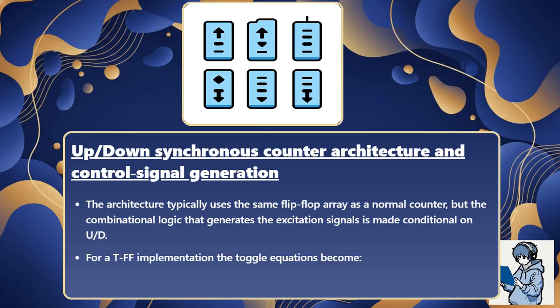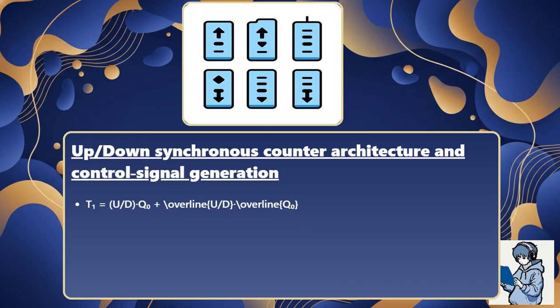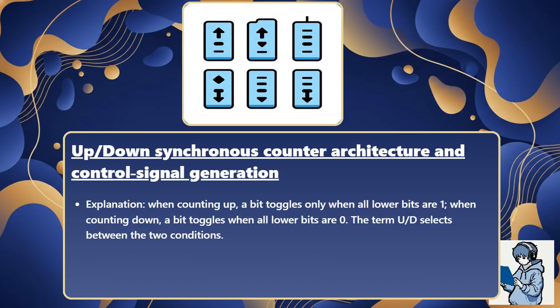For a T flip-flop implementation, the toggle equations become: T sub 0 equals 1, always toggles regardless of direction. T sub 1 equals (u/d) dot q sub 0 plus u/d bar dot q sub 0 bar. T sub 2 equals (u/d) dot q sub 0 dot q sub 1 plus u/d bar dot q sub 0 bar dot q sub 1 bar, and so on. When counting up, a bit toggles only when all lower bits are 1. When counting down, a bit toggles when all lower bits are 0. The term u/d selects between the two conditions.